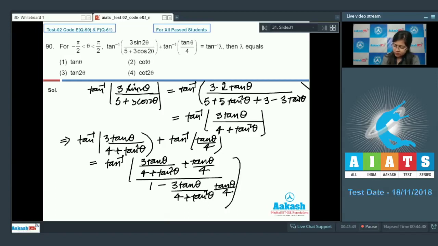Now solving this, we will get it equal to tan inverse of tan theta, which is given to be equal to tan inverse of lambda. So we can see that the value of lambda will be equal to tan theta. That is, correct answer is option number 1.